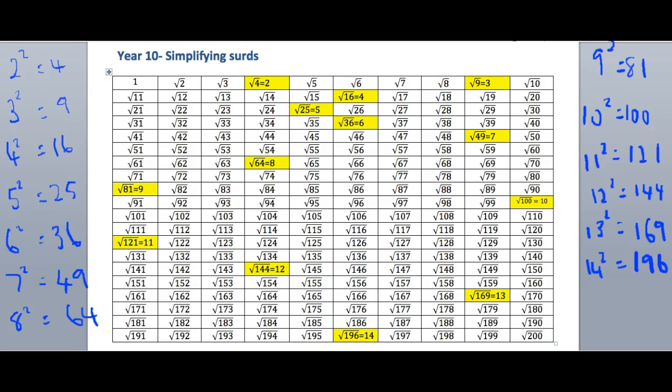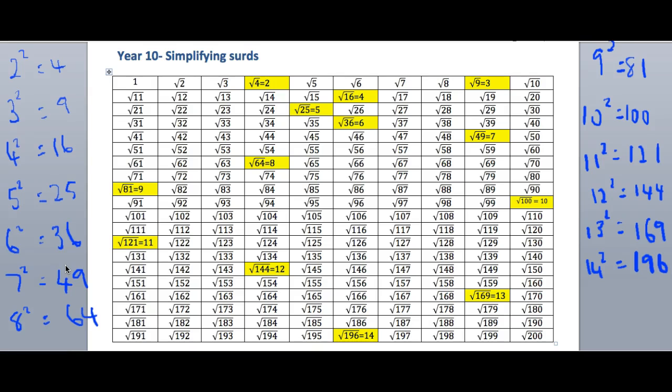So what we're going to do now is work out the surds that can be simplified. Now, what you need to do for the surds that can be simplified is look for a perfect square within the number.